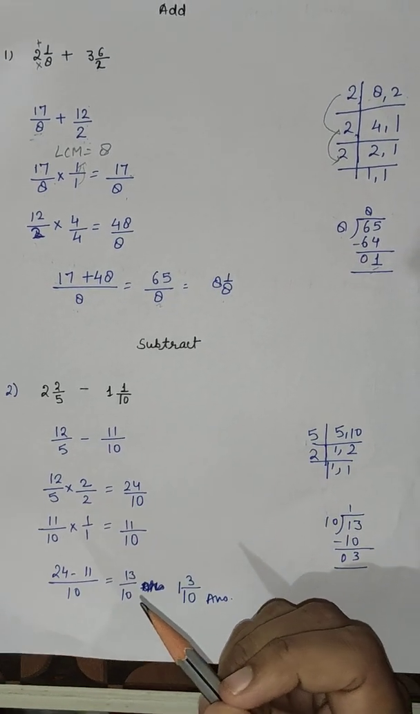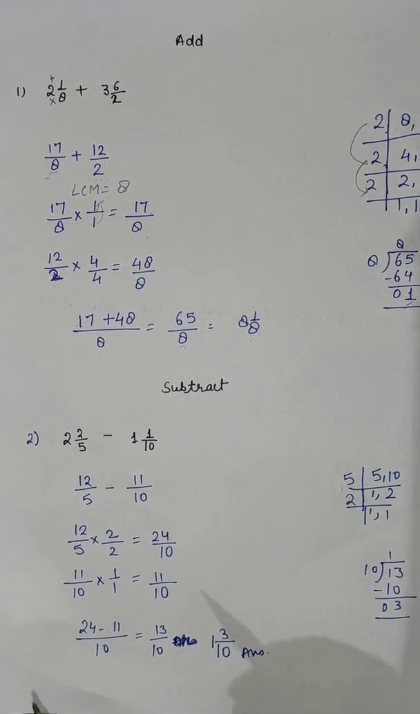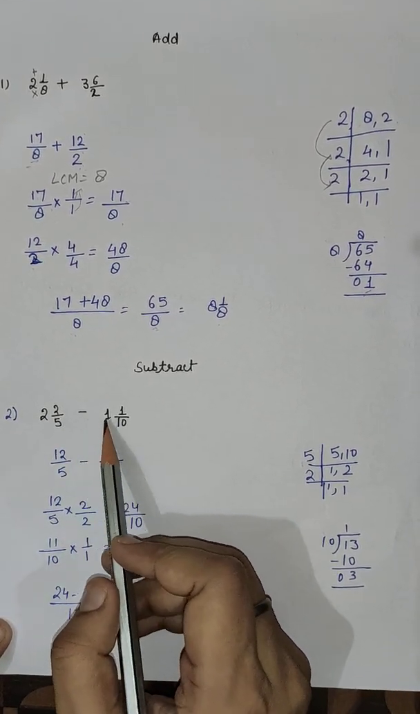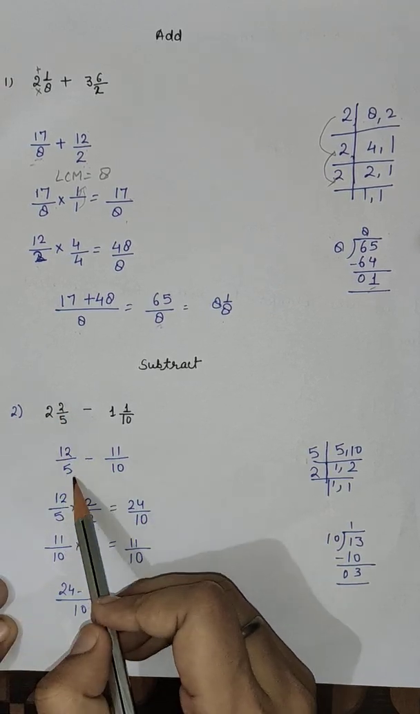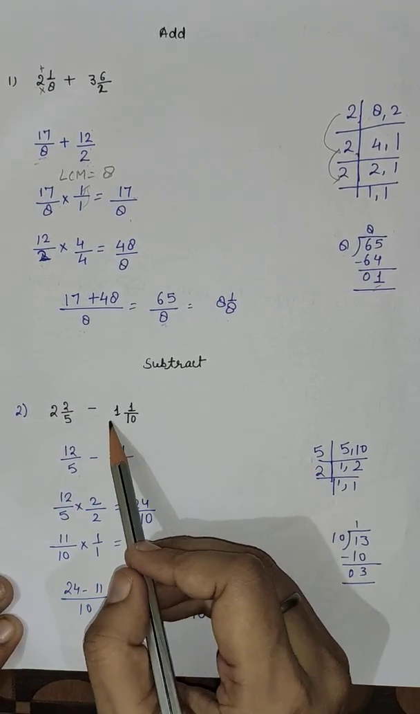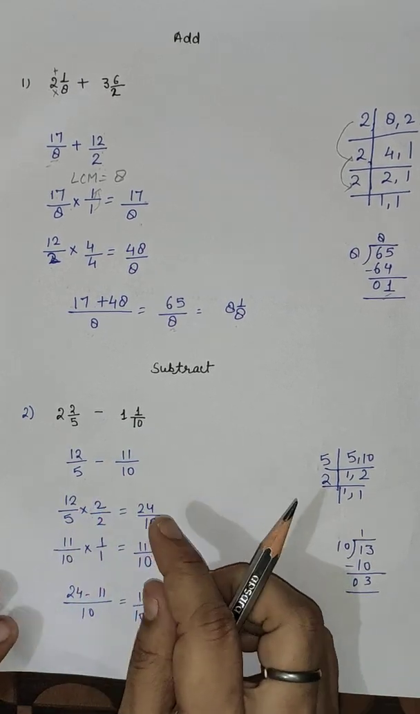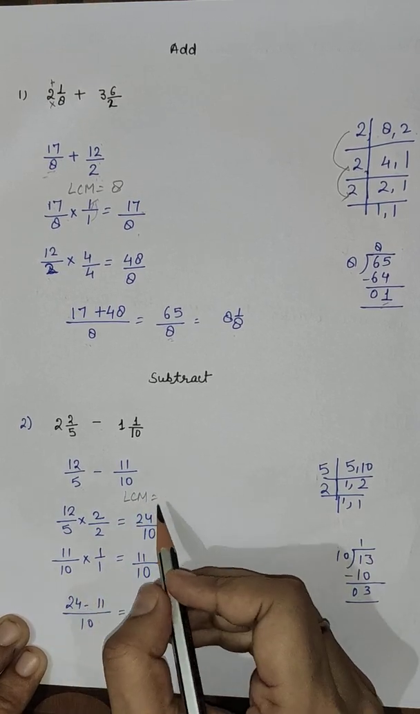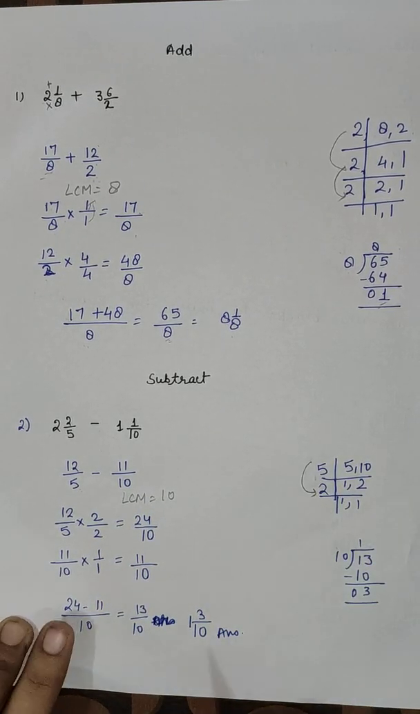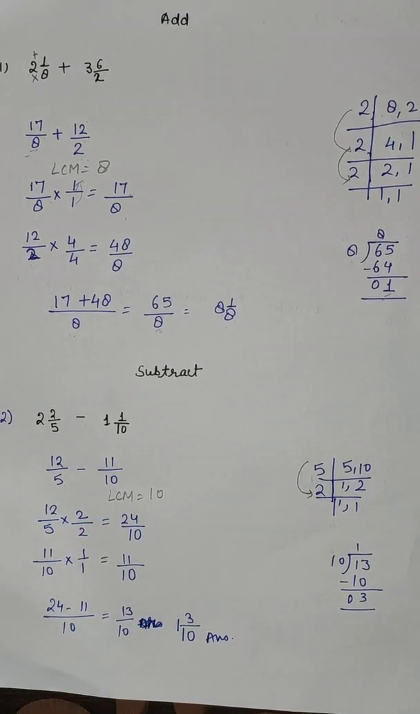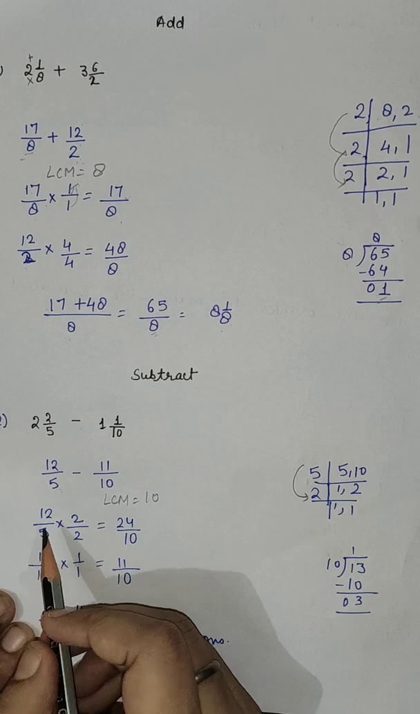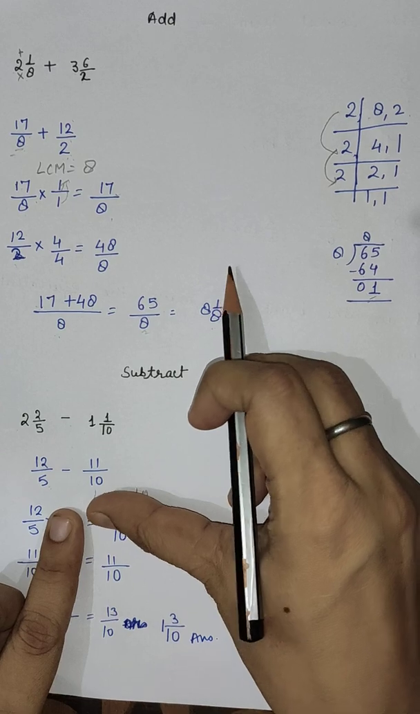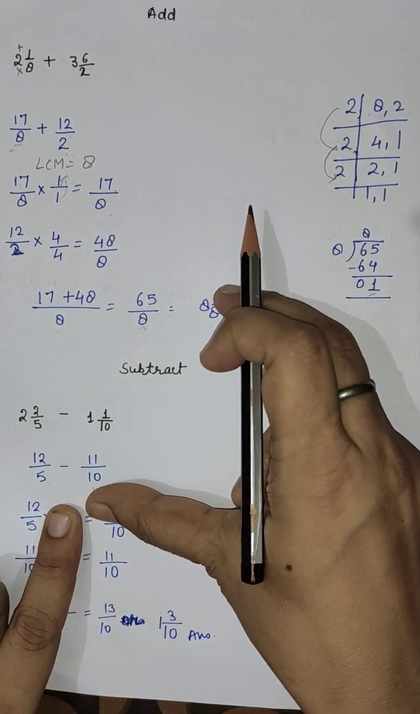Now subtract, with the same formula, the same method. Now subtract 2 2 by 5 minus 1 1 by 10. 5 2s are 10 plus 2, 12 by 5, minus 10 1s are 10 plus 1, 11 by 10. Now if we take the LCM, the LCM is 5 2s are 10. The LCM is 10. Then for 12 by 5 we have to make the denominator 10, so we have to multiply 5 by what to get 10? 5 2s are 10.